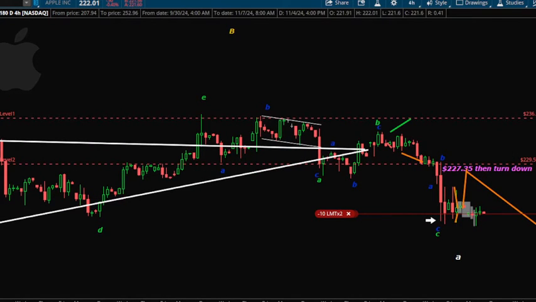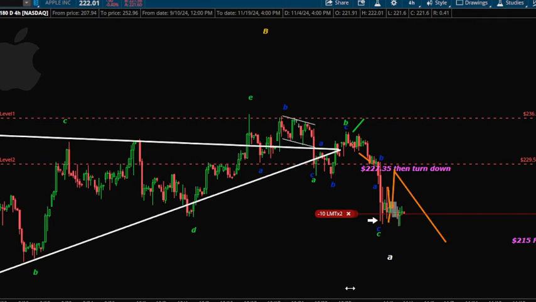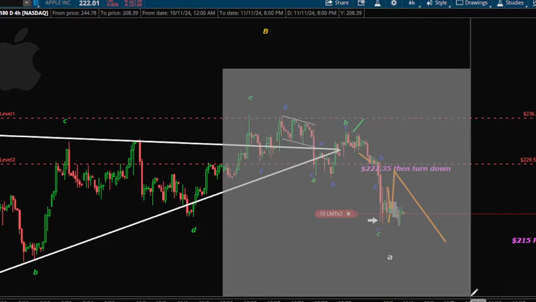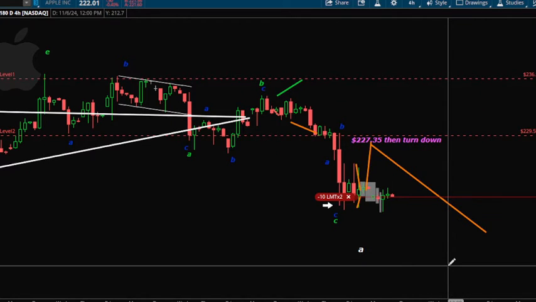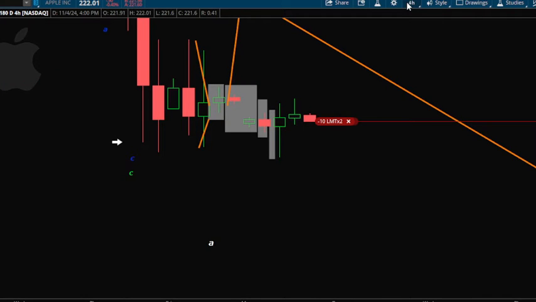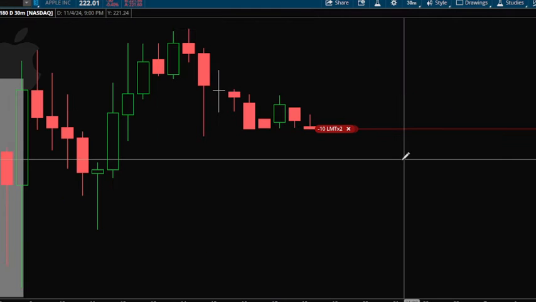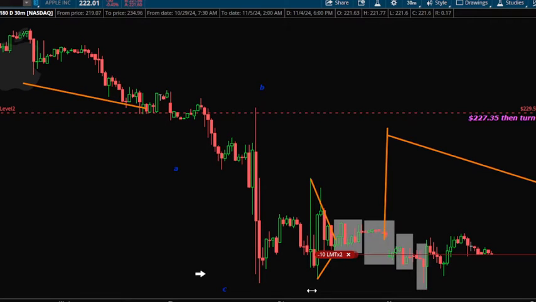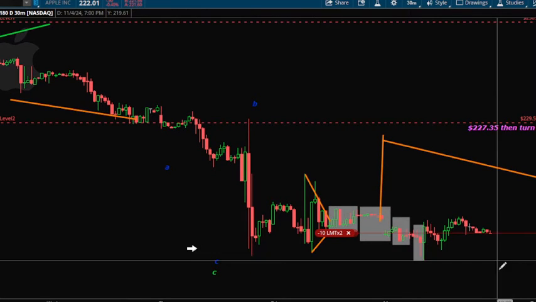This is our bounce. This is what I'm looking for, the 227 target. Computer just froze there now all of a sudden. There we go. Okay, so this is what I want to focus on here. We're going to go to the 30-minute time frame. This got real complicated here towards the end for the turn.